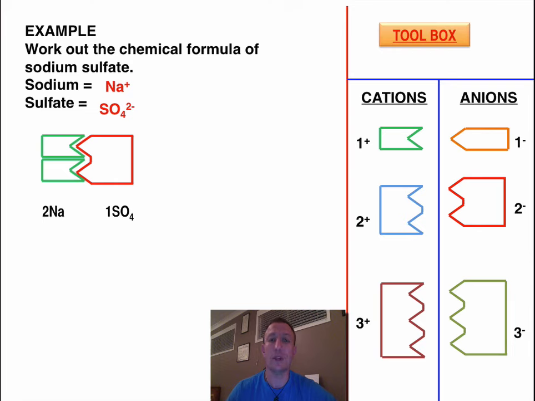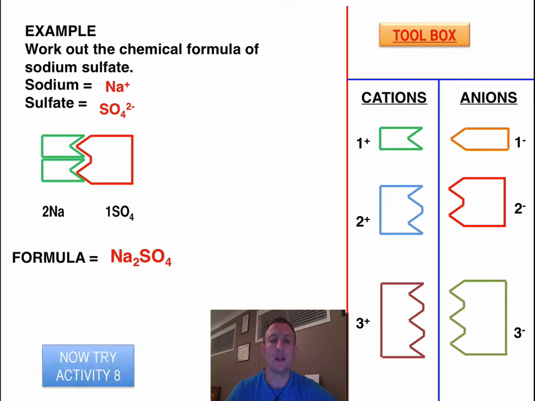Now, hopefully you'll be able to see there's the symbol Na, and we've got the symbol SO4. We know that when we have more than 1 atom of each ion, all we do is put it as a subscript. So the actual formula is Na2SO4. Remember, the Na2 corresponds to the 2 green holes. The SO4 corresponds to the 1 2 minus anion. I hope that makes sense.